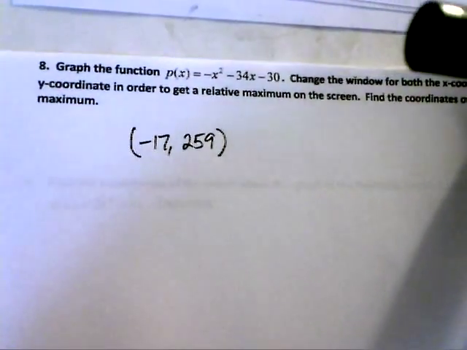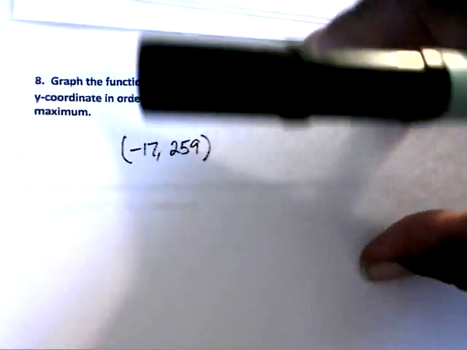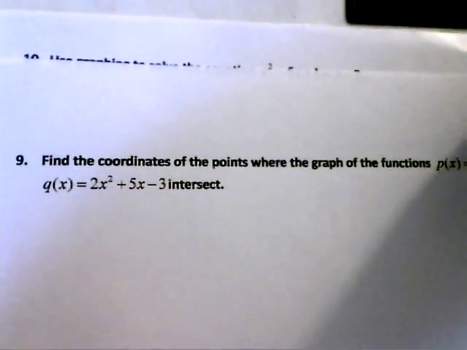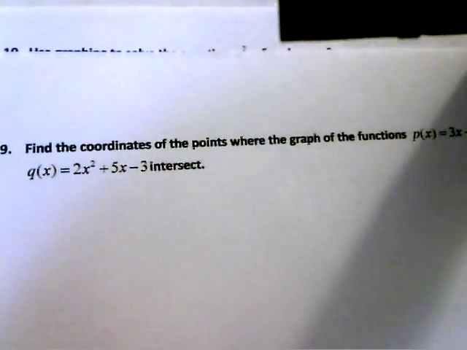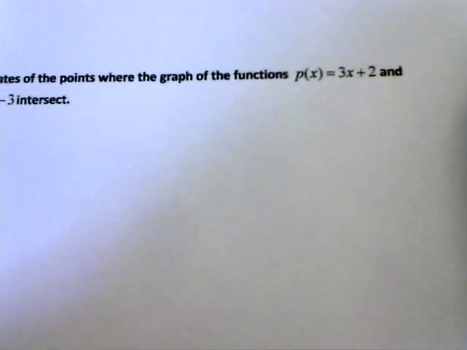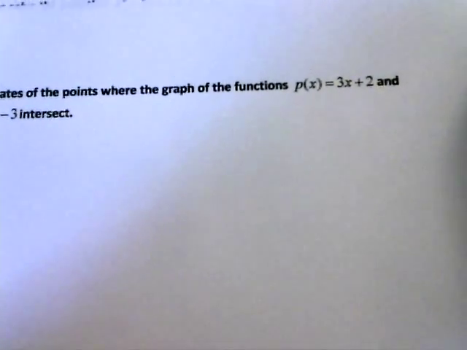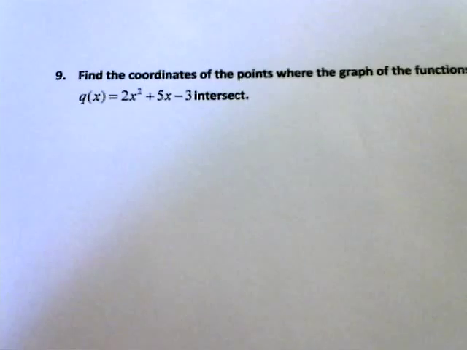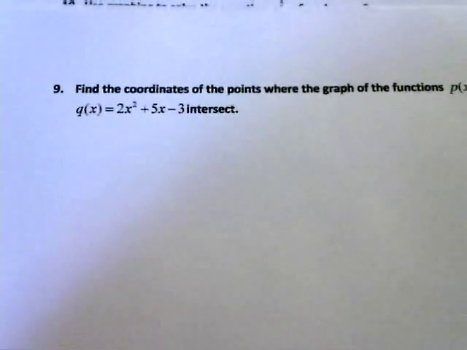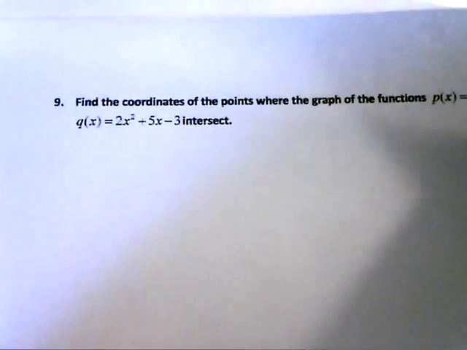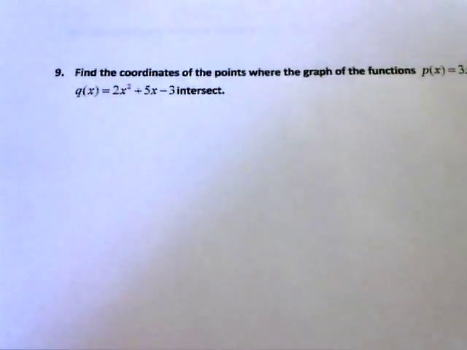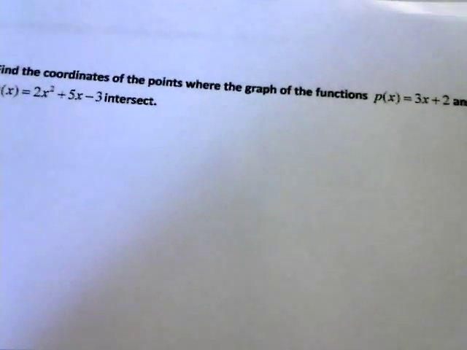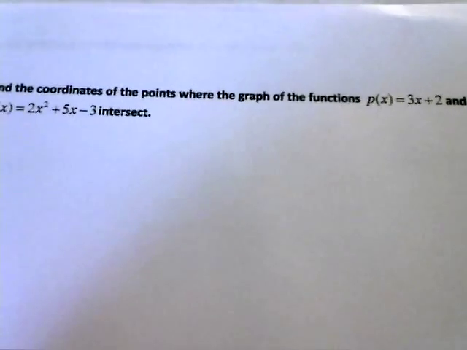Right, number 9. If I can get to it. Here we go, number 9. Find the coordinates of the points where the graph of the functions p of x is equal to 3x plus 2 and q of x is equal to 2x squared plus 5x minus 3 intersect. So here we got two graphs. We're going to find out at what 2 points do those graphs intersect.